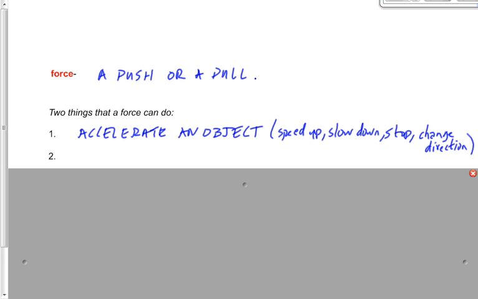What am I doing here? Yeah, I'm deforming it. So a force can accelerate an object. Hey, I can accelerate a pillow. I can pick it up and throw it, but I can also deform the pillow by applying a force.